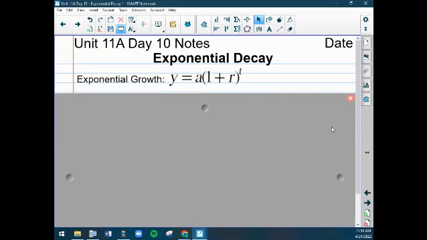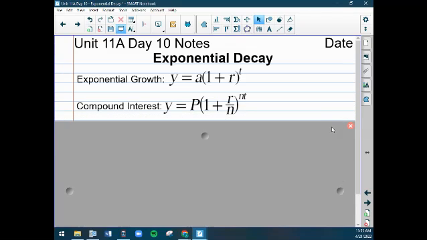Exponential growth was y equals a times 1 plus r to the t, where a was the starting value, r was the rate as a decimal, and t is the time. Then we talked about compounded interest. So I've got the principal, and I've got 1 plus the rate over the number of times it's being compounded, to the power of nt, which is the number of times it's being compounded times the number of years. Okay, so that's growth, right? In both situations, you're earning money or you're paying interest, it's increasing or it's growing, okay?